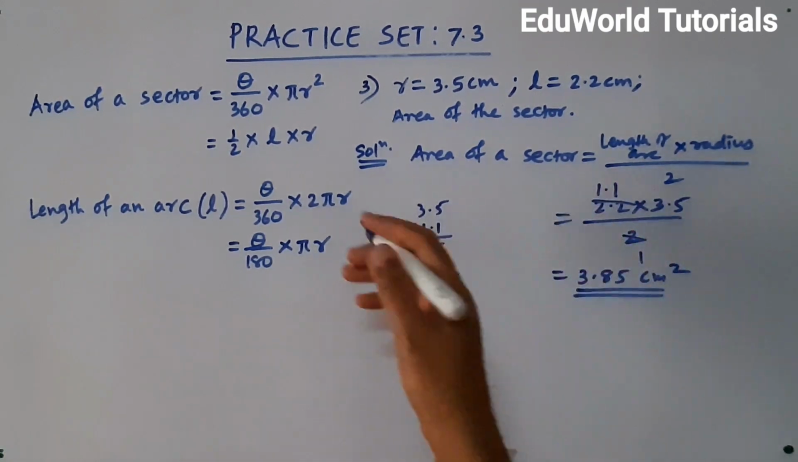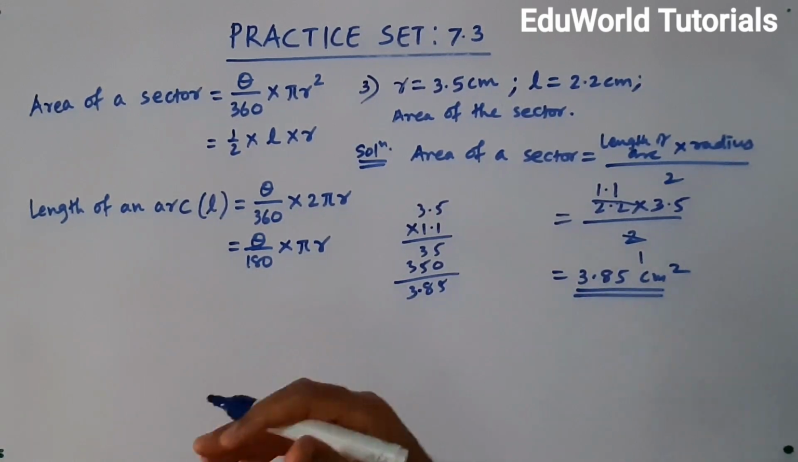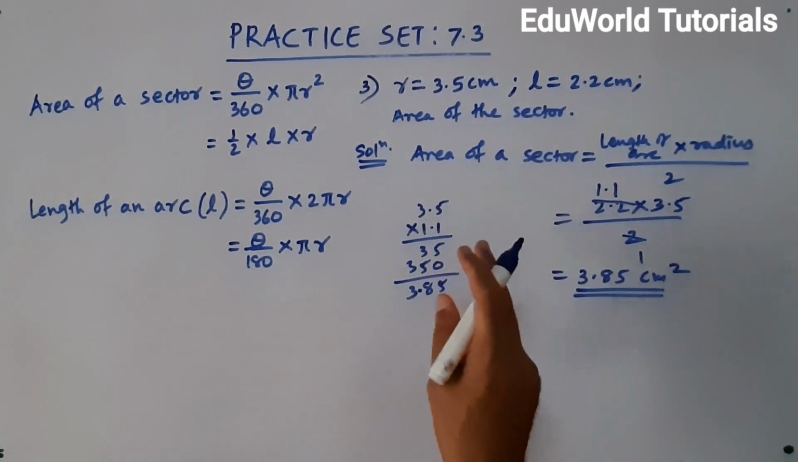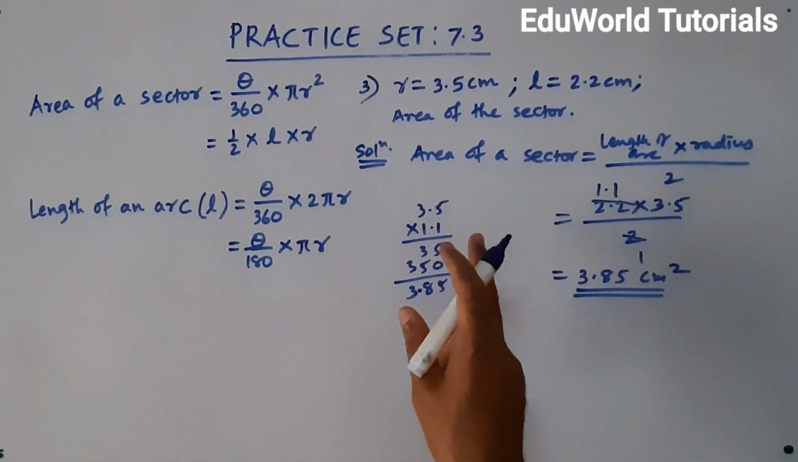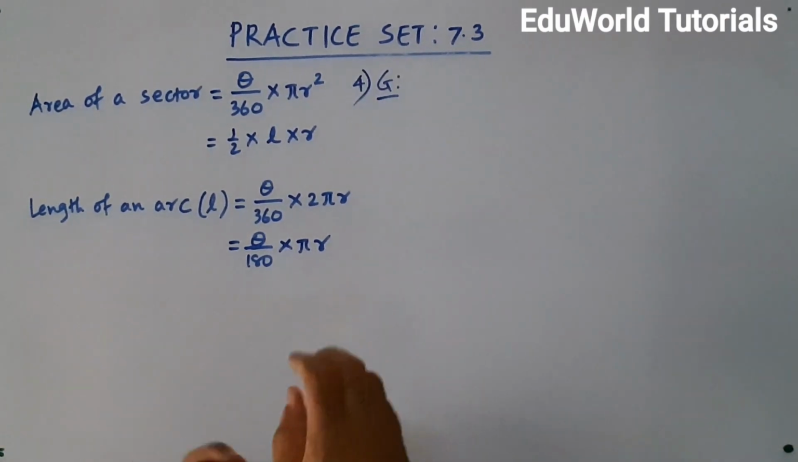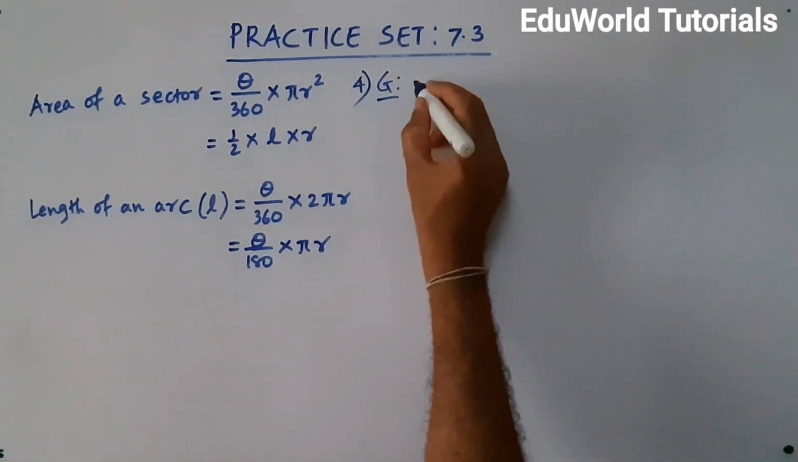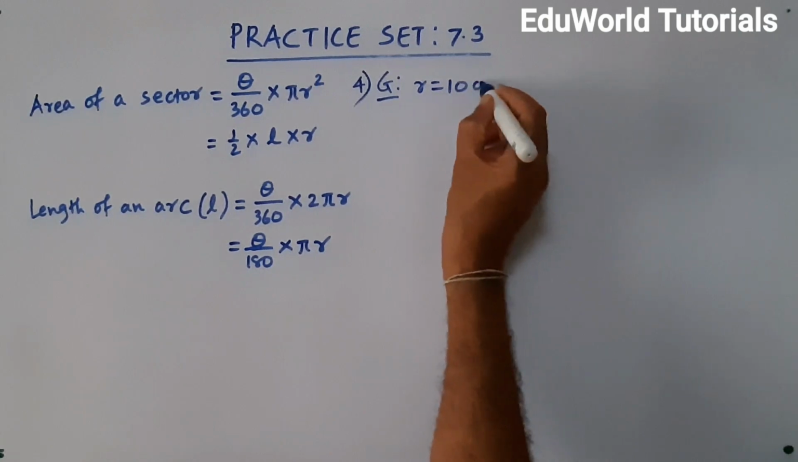Very simple sum. Remember the importance of the formulae. You have to remember all the formulae of this chapter. Then only will you be able to solve this sum rapidly. Let's move quickly to the fourth sum now. Reading the fourth sum, it is said that the radius of the circle is 10 centimeter. So we write in given r is equal to 10 centimeter.